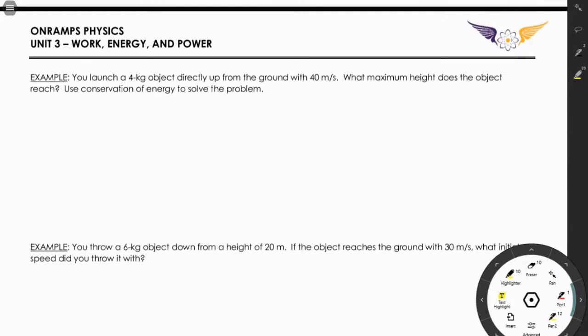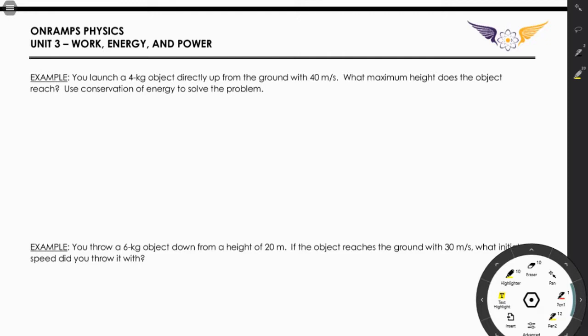Okay. So here's the question: you launch a 4-kilogram object directly up from the ground with 40 meters per second. What maximum height does the object reach? And now this actually says use conservation of energy to solve the problem, because we've done something like this with kinematics. You can solve this using kinematics, but you'll actually see the equation works out to be the same.